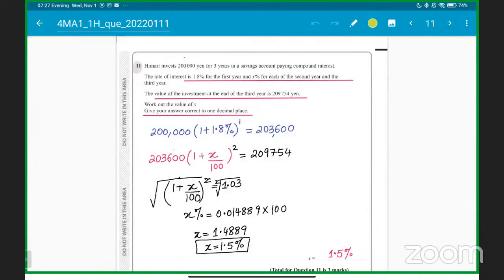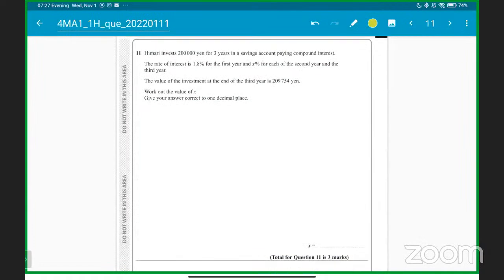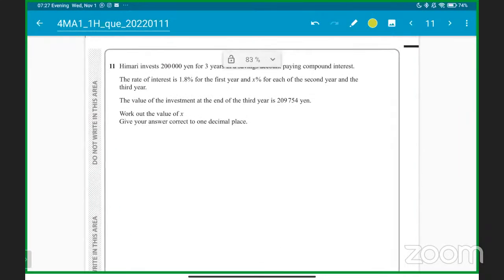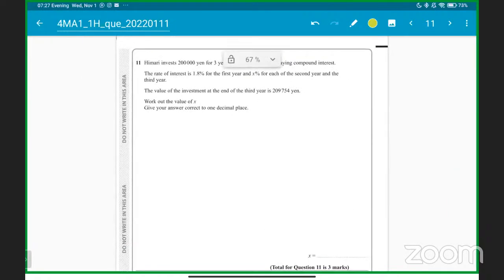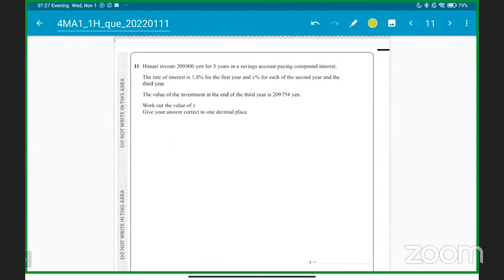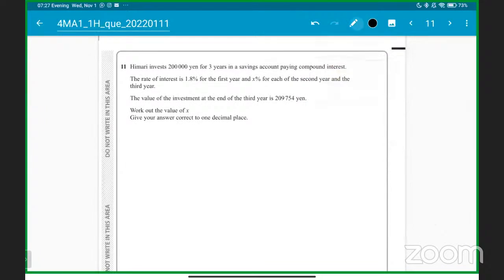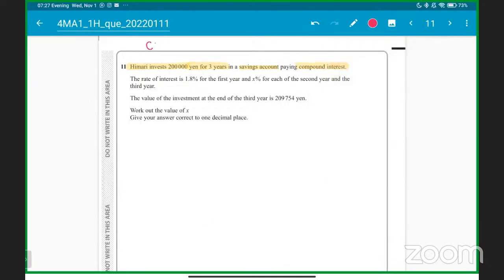Okay. Let's look at another question here as well. We got something for the investment, simple interest or compound interest. Question number 11 for 3 marks. I'll tell the formula as well, and let's work it out. Question number 11 says that we have Himari who invests 200,000 yen for 3 years in a savings account paying compound interest. So the question is all about compound interest.